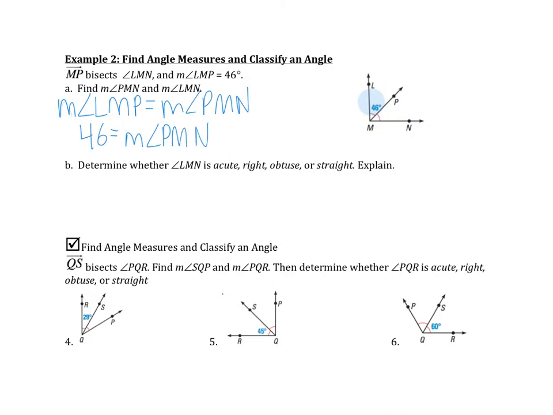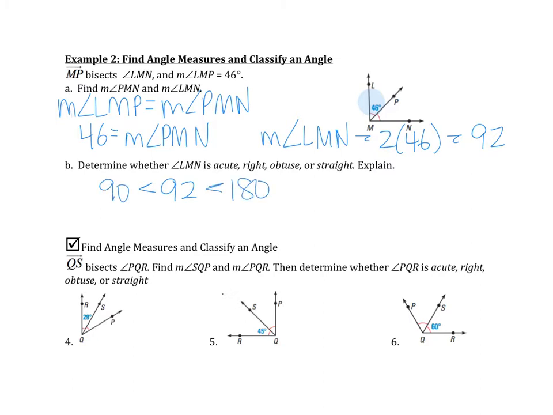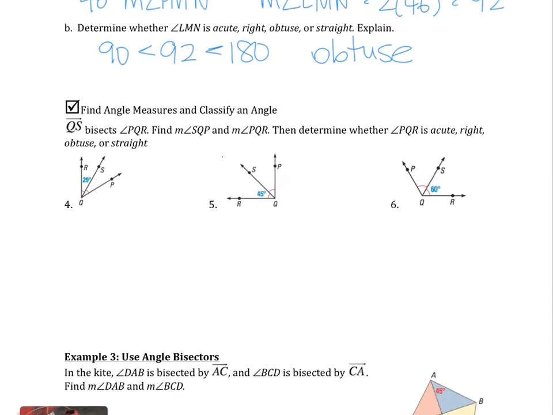And the large angle, LMN, equals 2 times the smaller angles, which is 92. LMN is this larger angle. Is it acute, right, obtuse, or straight? Well, 92 is greater than 90, but less than 180, so it is obtuse. You try the next three.